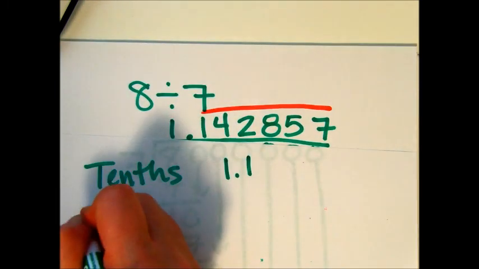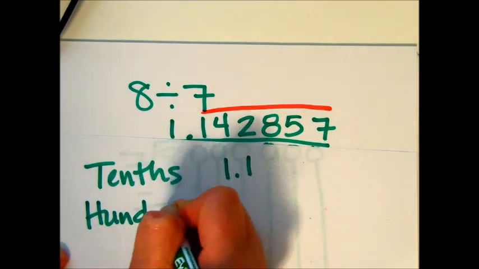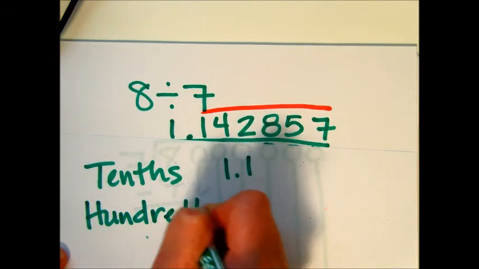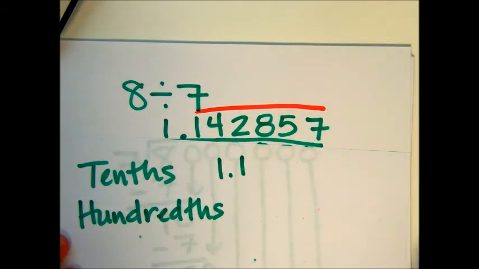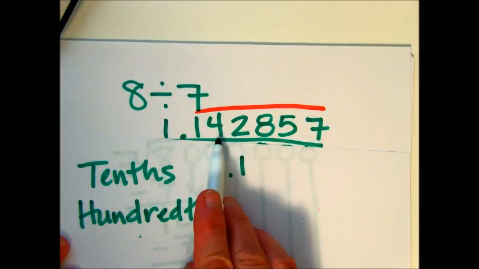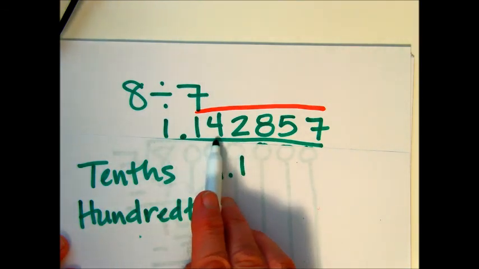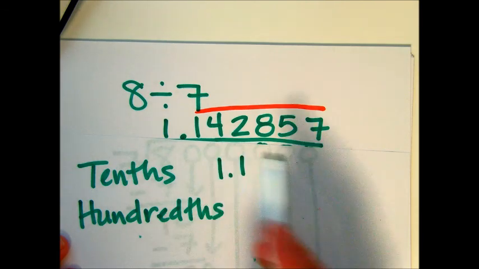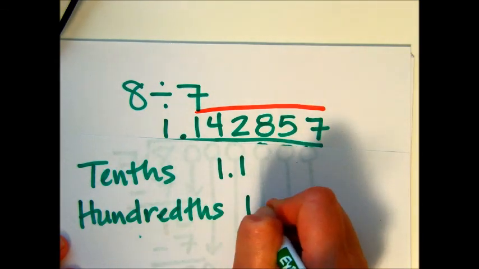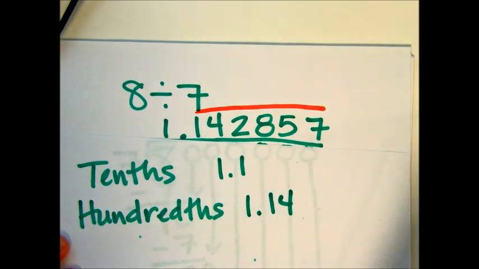Again, if we wanted to round to the hundredths place, okay, we want to identify the digit in the hundredths place, and that would be the 4. We're going to look to the right because that is a digit that's less than 5. We're going to keep that 4. We're not going to round to 5. So our answer is going to be 1 and 14 hundredths, or 1.14.